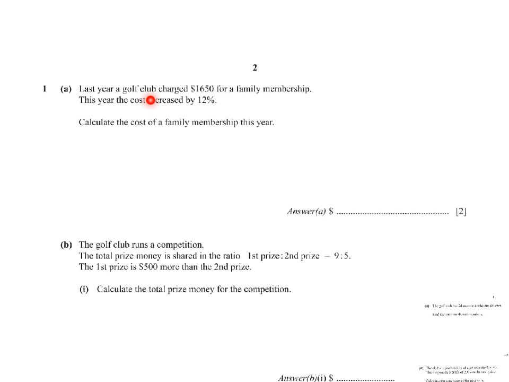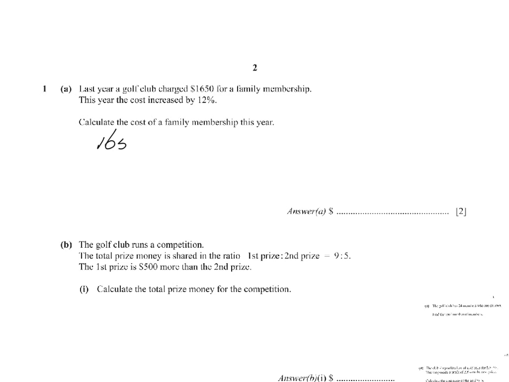Last year, a golf club charged $1,650 for family membership, and this year the cost increased by 12%. So it becomes a little bit more expensive due to inflation or whatever. Calculate the cost of a family membership this year. Good. So for 2 points, I want to show some working. And 2 points, it also tells me a little bit that this is an ordinary percentage question. It's not reverse percentage. So there's several ways of doing it.